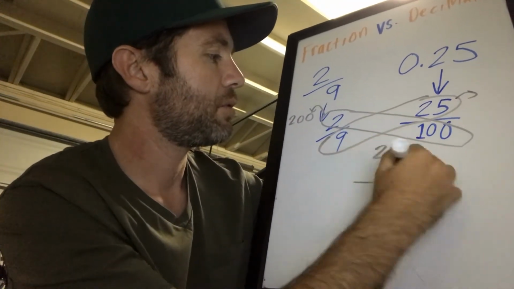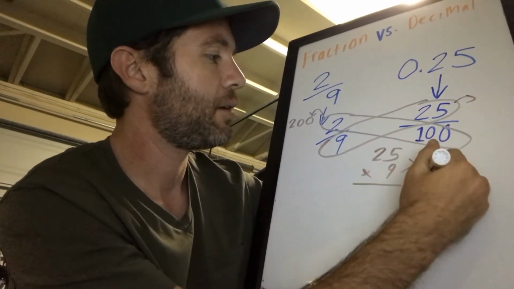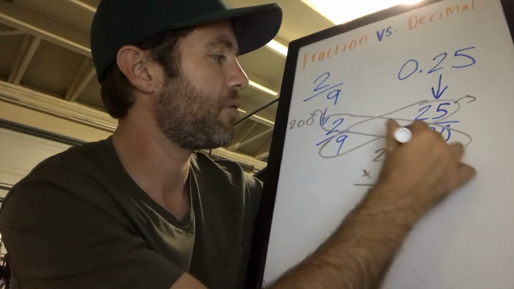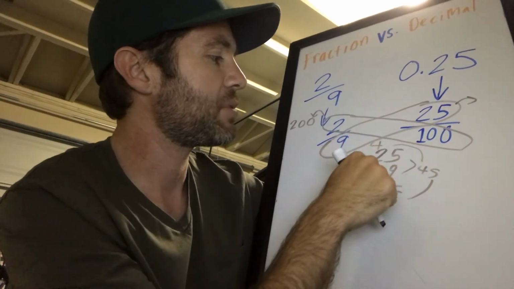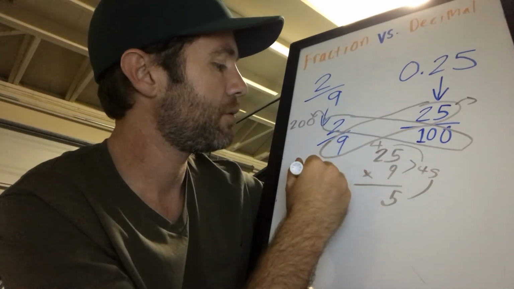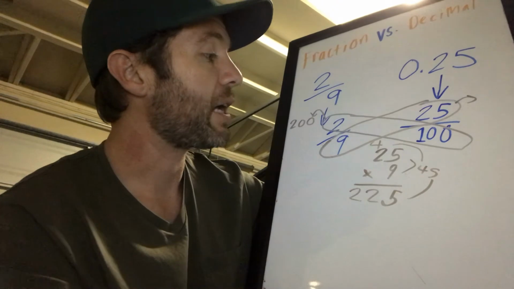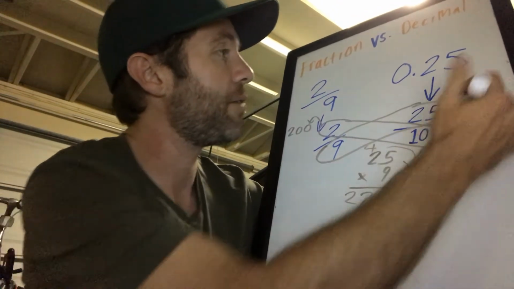So 25 times 9. 9 times 5 is 45. Bring down the 5, carry the 4. 9 times 2, 18. So 18 plus 4 is 22. So I get 225 over here.